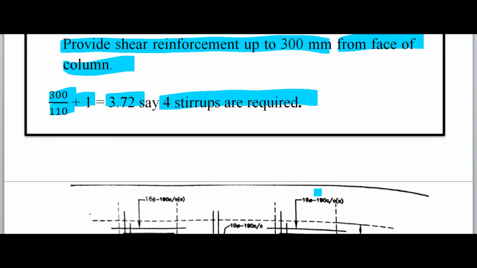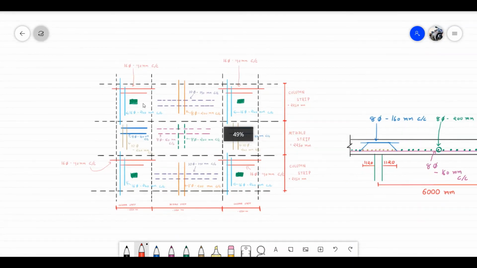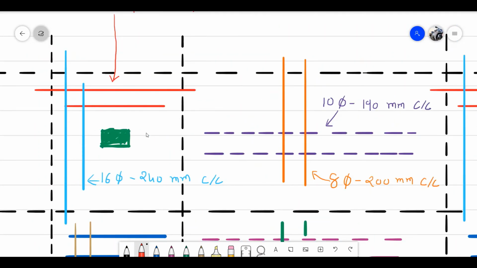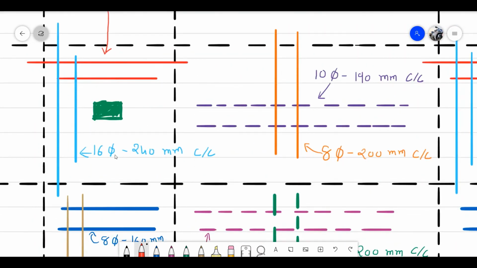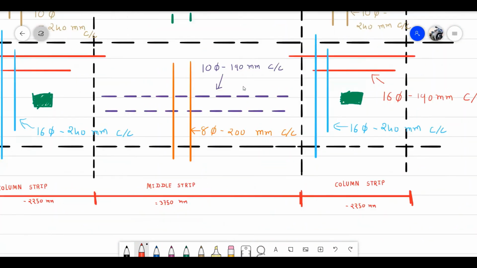Now we have some sketches to draw. Let's draw some sketch. So here is a sketch. Drawing is completed. Detailing of the interior panel design. You can see here, let's zoom this. Look at it. It's a column strip here. Dimensions 6 mm dia, 240 mm center to center. Middle strip 10 mm dia, 190 mm center to center. 8 mm dia, 200 mm center to center. All the things are designed and detailing is completed here for the interior panel.